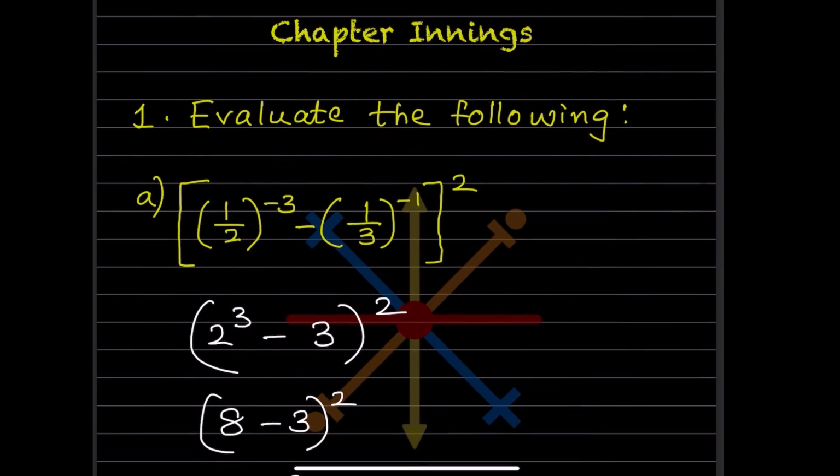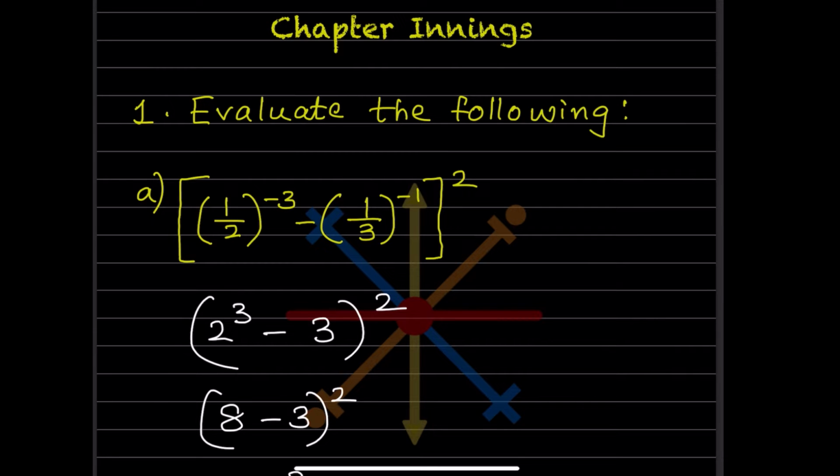So now let us see the chapter endings. In the first one, evaluate the following. Wherever there is a negative exponent, we have to make it positive. First let us see the brackets. Here, this will get flipped over, that will be 2 raised to 3 minus, again this is negative, this will also get flipped over, that will be 3. We usually don't write 3 raised to 1. Anything raised to 1 is the same number, so this is going to be 3.